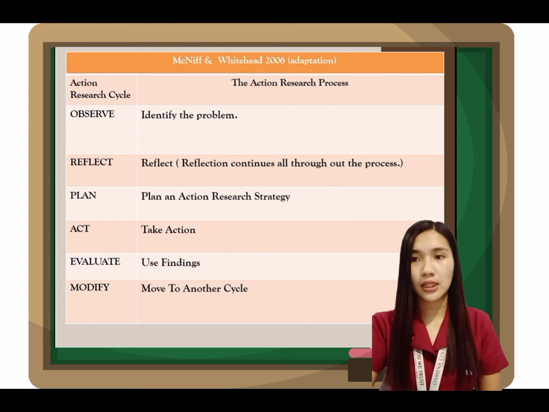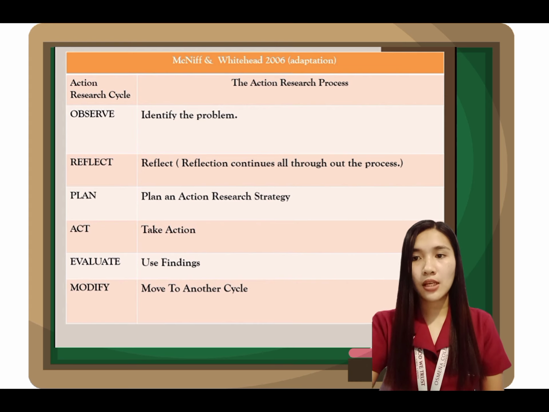So the first question is, what do I hope to achieve and what do I intend to change for better? Second, is doing this action research important to improve my practice? And third, can I do this alone or should I collaborate? Next is plan. So plan is an action research strategy. It answers the following questions given below.